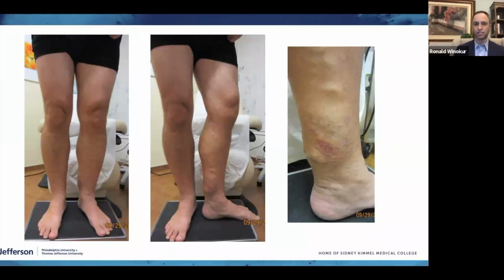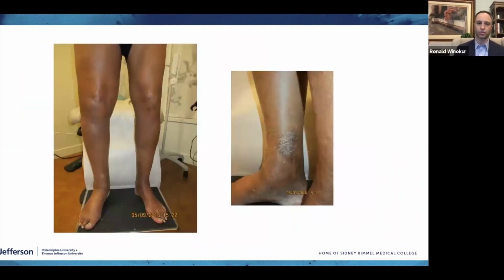So severe venous disease, but you don't know, does this patient have iliac obstruction or just superficial reflux? Here's another patient that looks kind of similar to the last one. You can see he has a fairly large leg on the right, but he has very similar skin changes near the right ankle. He's got corona phlebectatica.